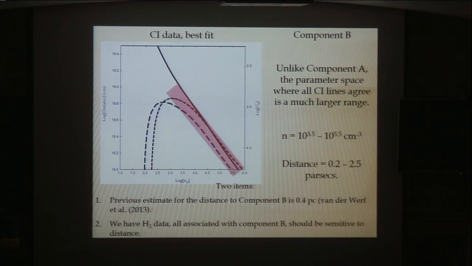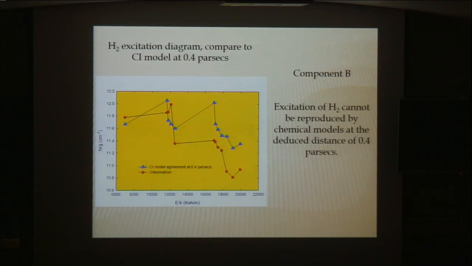But what we want to do now is say, all right, with the extra observational constraint of the molecular hydrogen, what will this tell us? Will molecular hydrogen agree with that 0.4 parsecs, or does something else have to be reasoned out? Here in blue is the predicted Cloudy H2 excitation diagram at 0.4 parsecs compared to the red, which is the observation. And what you see from here is that it's not very good agreement.